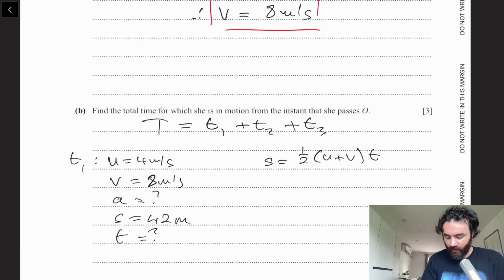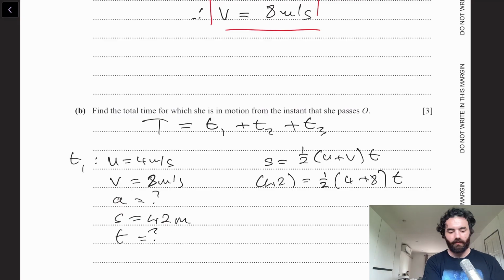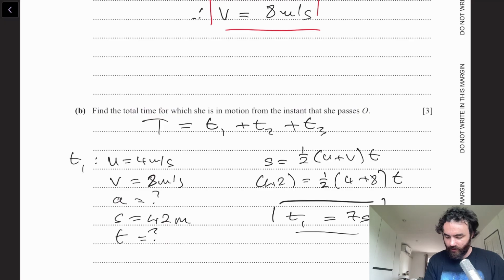So therefore we get 42 equals a half of (4 plus 8) times T. So this gives us 12 divided by 2, so 12 divided by 6, and then 42 divided by 6 is 7. So for the first part, T1 is equal to 7 seconds. So that we will need.